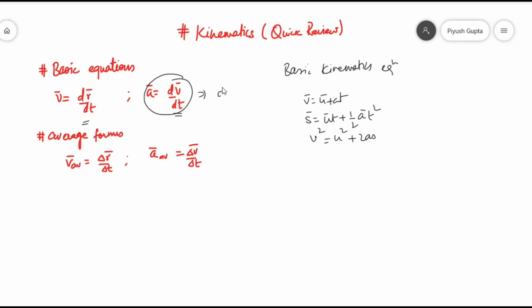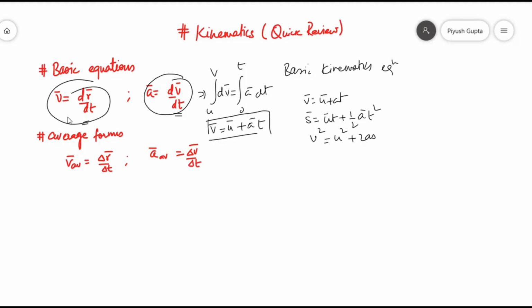Let's use first the equation a = dv/dt to figure out v = u + at. As you should be able to see, this is dv = a dt. If I integrate both sides, from u to v on the left and from 0 to t on the right, the left hand side integration is going to give me v minus u, and the right is going to be at. Taking u to the right, this is going to be v = u + at.